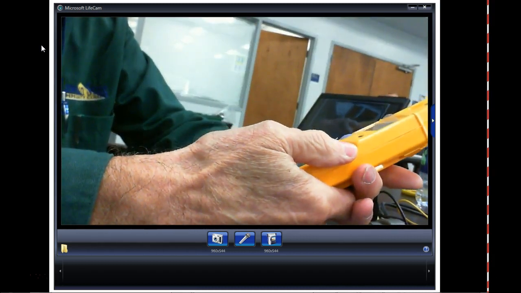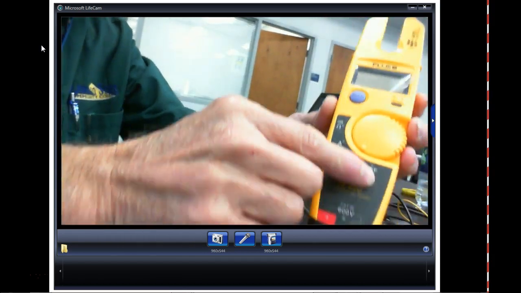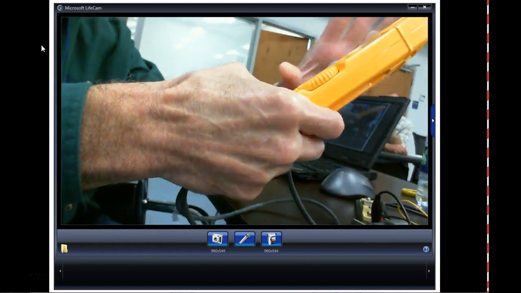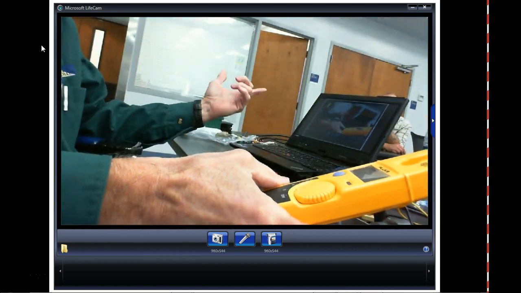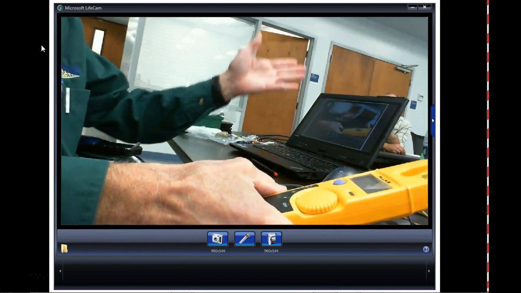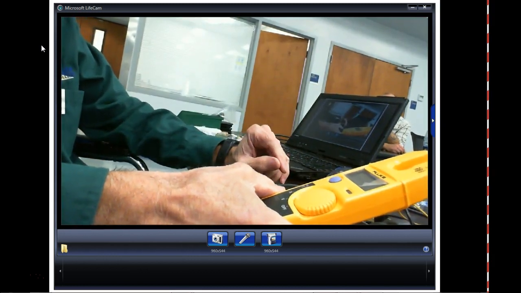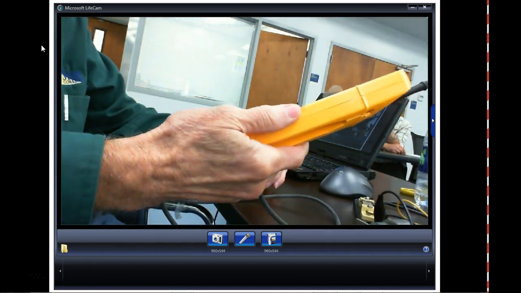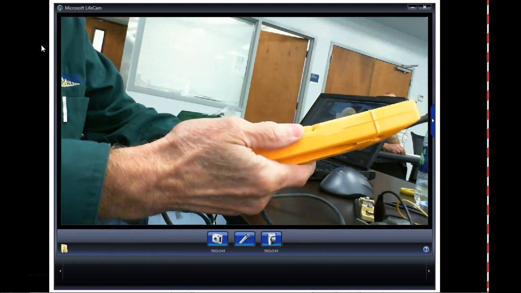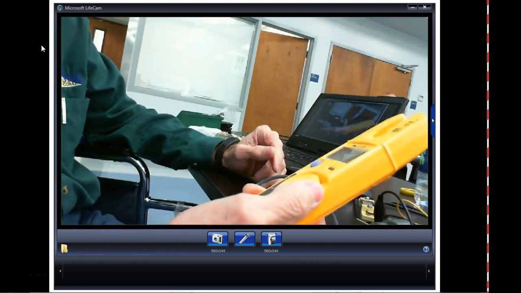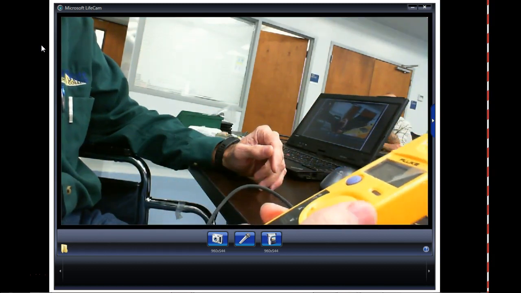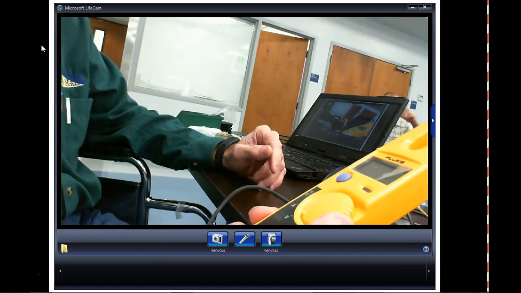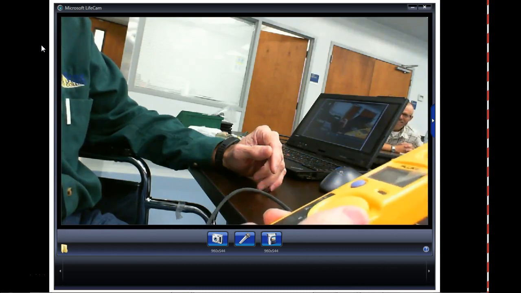The amp scale, it doesn't tell me. But notice there's no DC or AC. If you put it on volts and the meter detects AC, it'll switch to AC. If you put it on volts and it detects DC, it automatically switches to DC. That's pretty good, because I don't know exactly what it would do if we put it in a circuit that had both AC and DC in it. It would be interesting to see what it did. You never know what's going to happen.